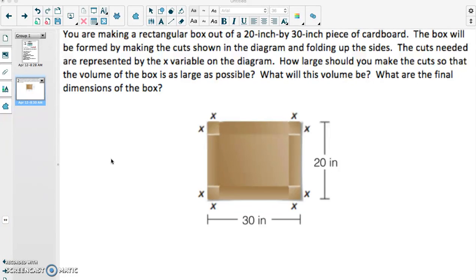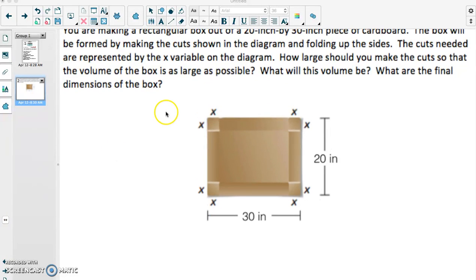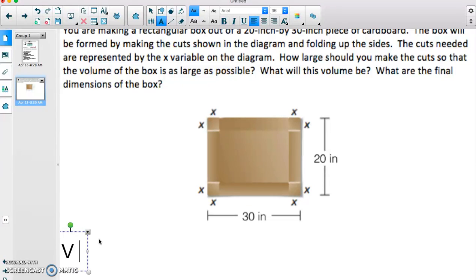Okay, so just like the last one here, I'm going to kind of go through the steps in solving this, and then talking about what I would make sure I included in my final write-up. So since I'm looking for volume, I definitely am going to need to start with a volume equation. So I know volume is length times width times height. So here what I have to think about is when I cut out these pieces, so this piece would be gone and the sides would fold up, the height of my box is just going to be X. It's going to be however much I cut off.